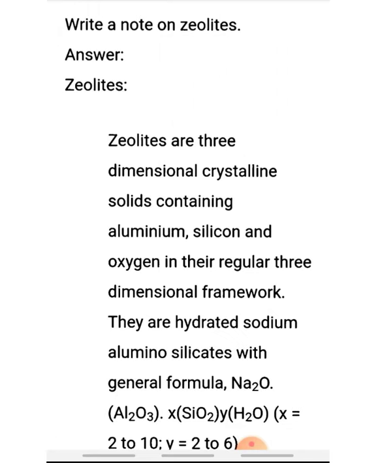That means Na2O Al2O3 as it is, and the silica number is X. X may vary from 2 to 10 units, and Y molecules of water. Y represents about 2 to 6 water molecules. So this is the general formula for zeolites.